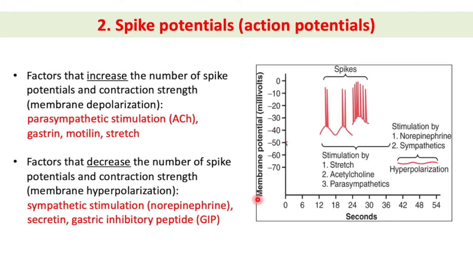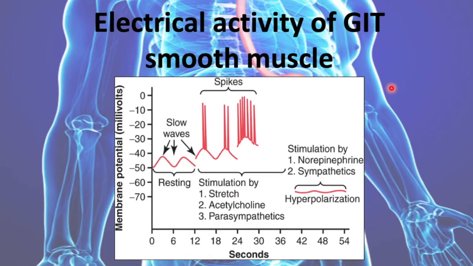On the other hand, factors that decrease the number of spike potentials and contraction strength, in other words, cause membrane hyperpolarization, where the membrane potential becomes more negative. These factors include sympathetic stimulation, which is by norepinephrine, the hormone secretin, and gastric inhibitory peptide. So this is a summary of the electrical activity of GIT smooth muscle. Slow wave is depolarization and repolarization without muscle contraction. Membrane potential is about -40 to -60 millivolts. So this is slow wave.